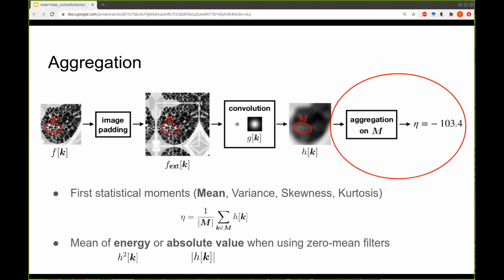Now after the convolution, we obtain a response map, which is not directly usable as a feature for radiomics. So we need to aggregate the response values within the region of interest. The most common aggregation functions are the first statistical moments, which are the mean, the variance, the skewness, and kurtosis. In particular, the mean is a simple computation of the mean of the values in the region, and it is very frequently used. But we should use the mean of the energy or of the absolute value of the response when using zero mean filters. Because if we just compute the mean of the response of a zero mean filter, it will be 0.